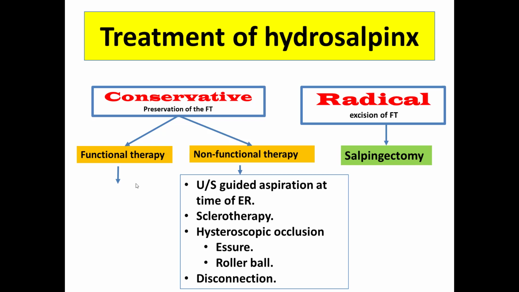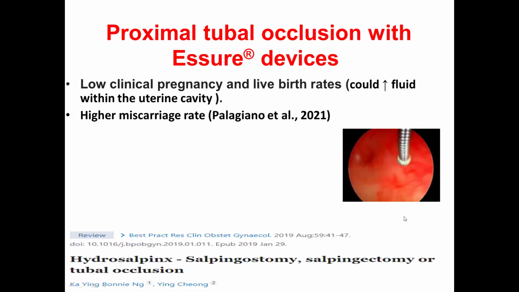or conservatively you have to do a salpingoneostomy for keeping a functional fallopian tube, or you can keep the fallopian tube but non-functioning. And here comes the role of hysteroscopic occlusion, and this hysteroscopic occlusion can be done by insertion of a tubal occlusion contraceptive device, which is Essure, and this has some disadvantages with high miscarriage rate and low clinical pregnancy rate and live birth rate due to increased fluid accumulation.